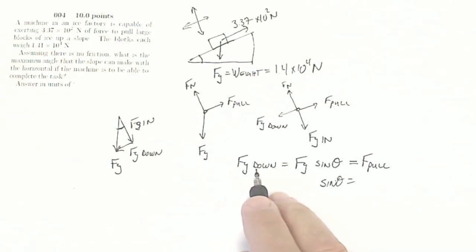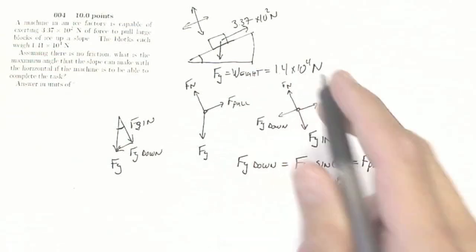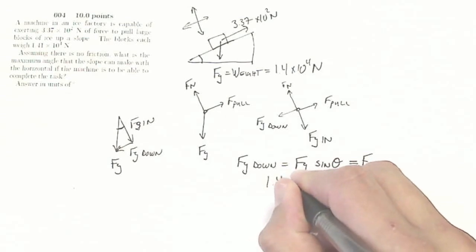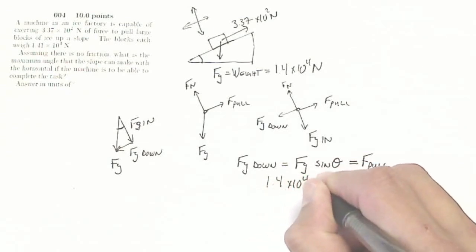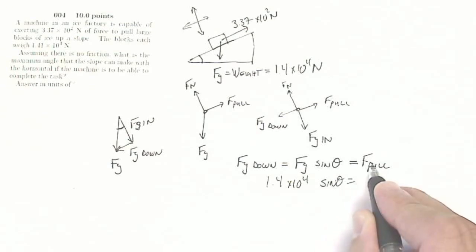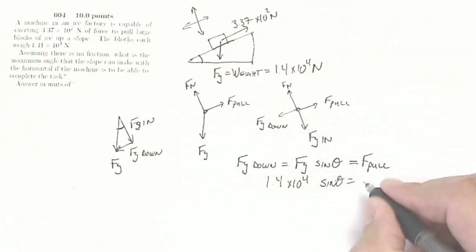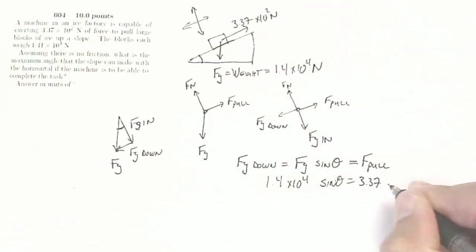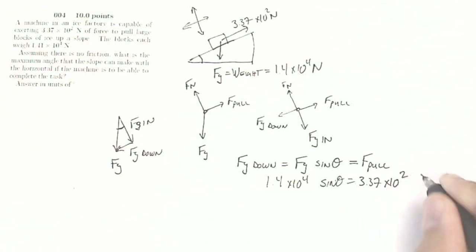So, to get the force of gravity down, it's the force of gravity, that's the weight. That's going to be 1.4 times 10 to the 4th newtons times the sine of the angle that I'm looking for is going to equal my pull force, 3.37 times 10 to the 2. How do I solve this? Well, let me divide by that.